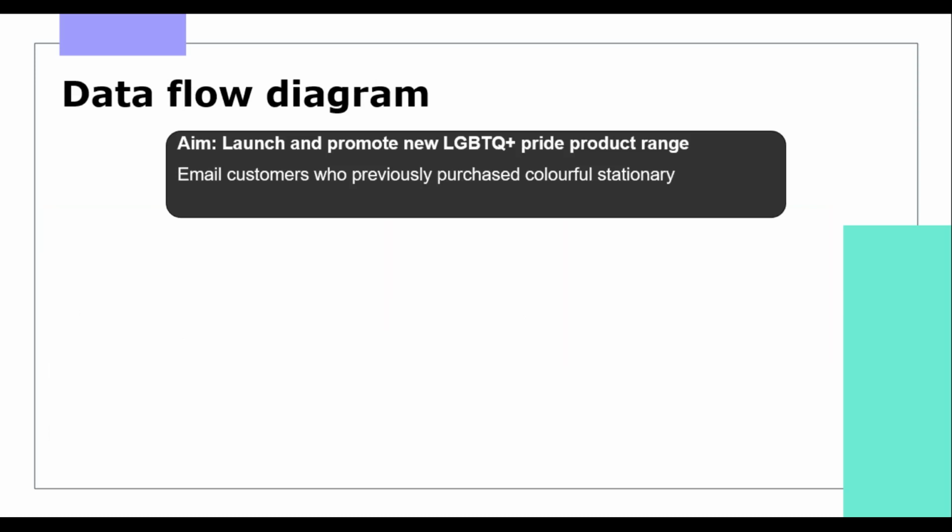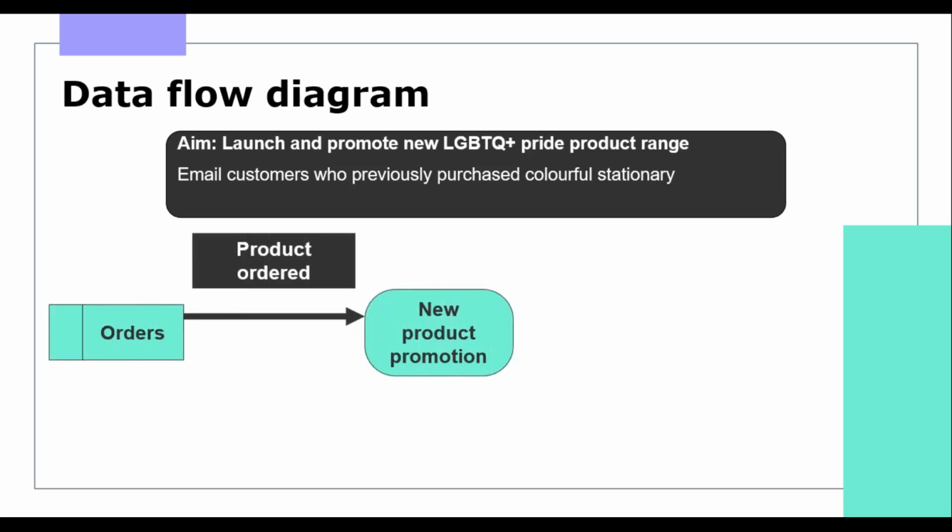And once they have the new product, they might decide to directly email certain customers, such as those who had previously bought colourful products, to see if they'd like the colour Pride stationery range too. And we can make a data flow to represent this. And this is a level 0 context diagram showing a basic overview of the whole system, but the specification also covers level 1 data flow diagrams too.